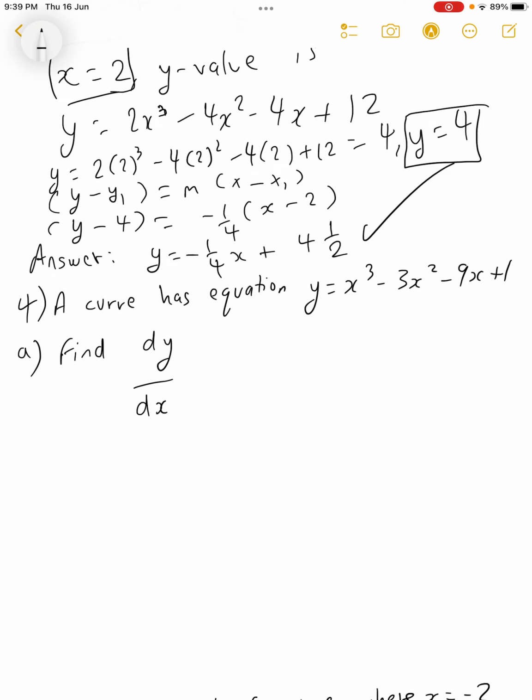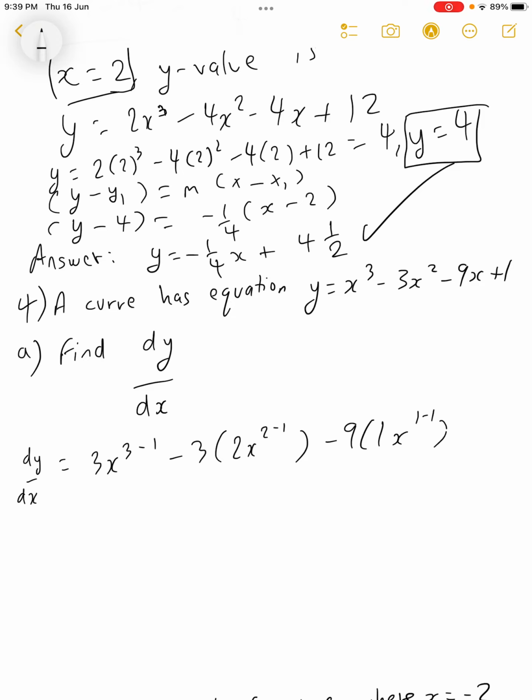The next question says that the curve has an equation y is equal to x cubed minus 3x squared minus 9x plus 1. Find the derivative. So how you're going to do this is open up dy/dx. You're going to follow the same steps: multiply x by the power and take 1 away from the power. It's exactly the same stuff. I'm just going to do it here.